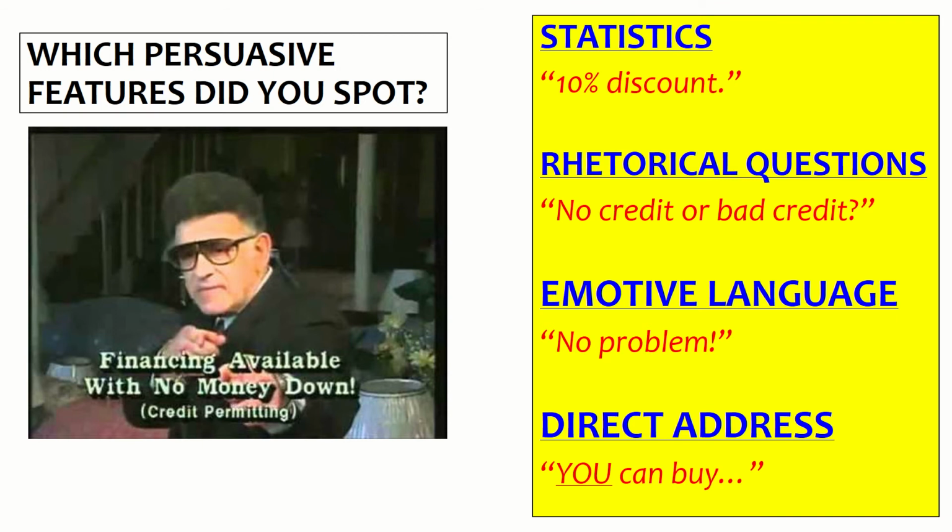Last session we looked at this sort of odd furniture advert, and the features we picked out were statistics, rhetorical questions, emotive language, direct address. So remember, statistics, 10% discount, they're trying to persuade you because you can get it cheaper. Rhetorical questions, getting the reader involved. Emotive language, again, to persuade the reader. And direct address, it feels like you're talking directly to the reader. You can buy, or if we used we.